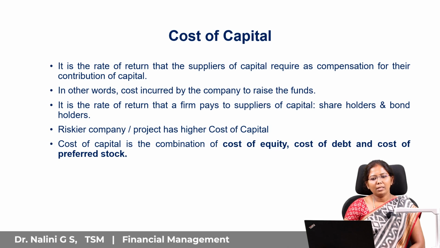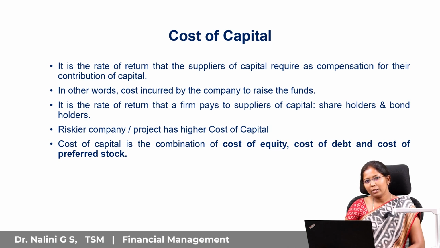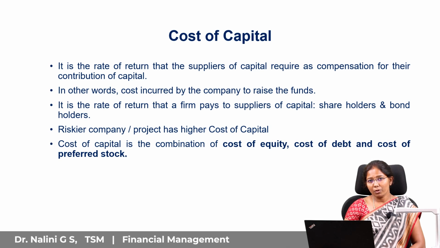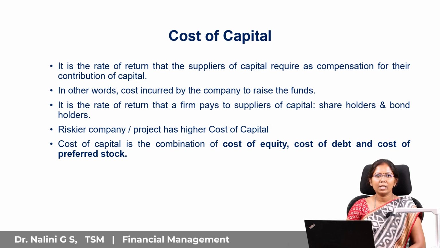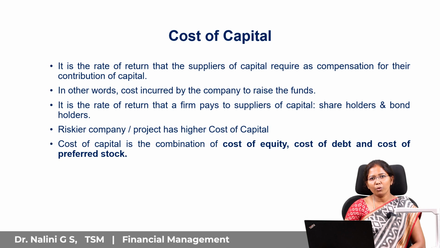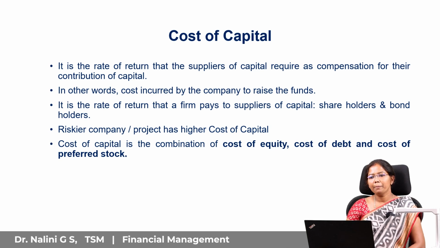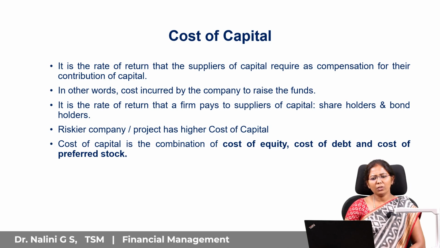Generally, a riskier company has a higher cost of capital because the company has more risk. Obviously the shareholders as well as debt holders start demanding more. Their expected rate of return will be high, and due to that cost of capital will be more. Cost of capital is a combination of cost of debt, cost of equity and cost of preferred stock. But in most companies, we cannot find preferred stock in their books of account. So broadly we can say this is a combination of cost of debt and equity.